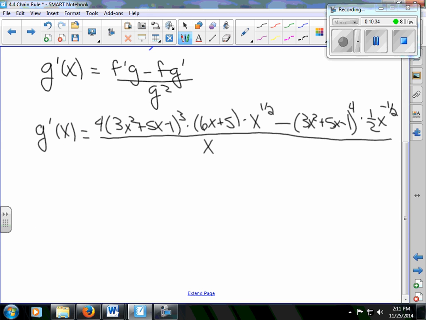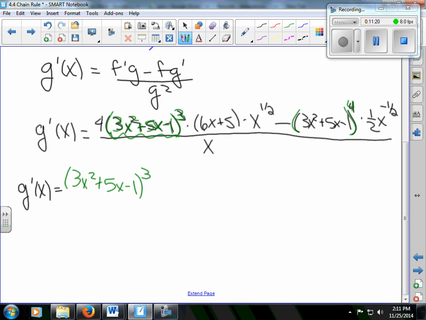Now I'm gonna simplify this for you. This is a college calculus requirement that you can simplify these quotient rules, especially when you use the chain rule like this. So we're going to factor out, before I distribute or collect like terms, I'm going to factor out like products. Notice this 3x squared plus 5x minus 1. I have one of them here. Actually, I have 3 of them here, don't I? And then I have 4 of them here. So I know I can factor out 3 of them. So that's the first thing I'm going to do. I'm going to factor out 3x squared plus 5x minus 1 to the 3rd power.